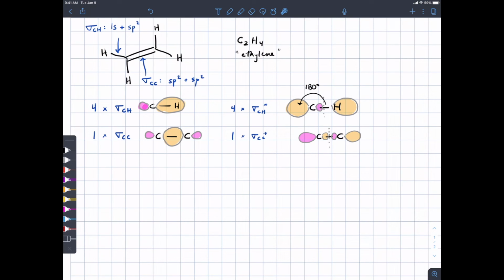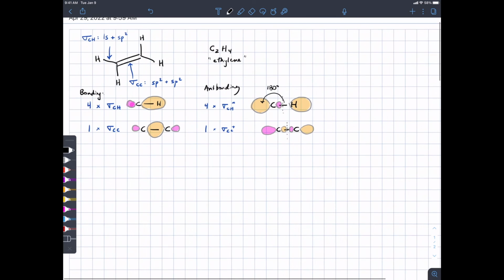Okay, now what about relative energy levels? Well, bonding orbitals are always lower in energy than antibonding orbitals. So relative to our break-even point, right, our break-even point is where the 1s or the sp2 orbitals are. The bonding orbitals are lower in energy than these starting orbitals. The antibonding orbitals are higher in energy.